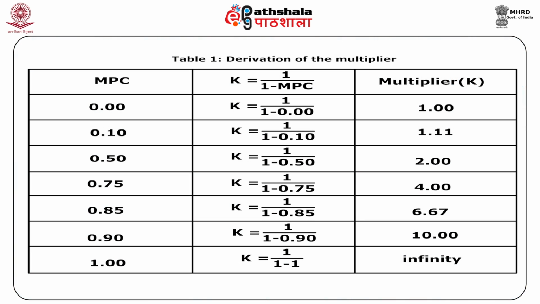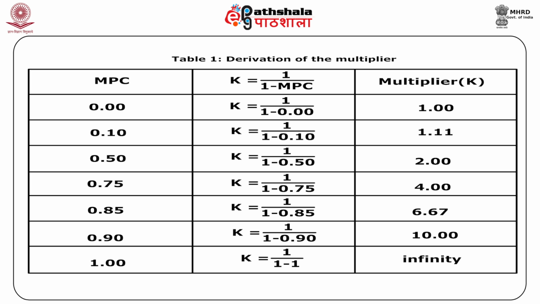Now the table shows the derivation of the multiplier. In the first column is the MPC, then the value of K is 1 upon 1 minus MPC, and then the multiplier, that is K. The first value is 0.00, and the value of multiplier K comes out to be 1. Then the following values have been derived in the same manner. The above table depicts how the value of the multiplier varies with the changes in the MPC and MPS. It can be seen that the value of the multiplier has a direct relationship with MPC and an inverse relationship with MPS.